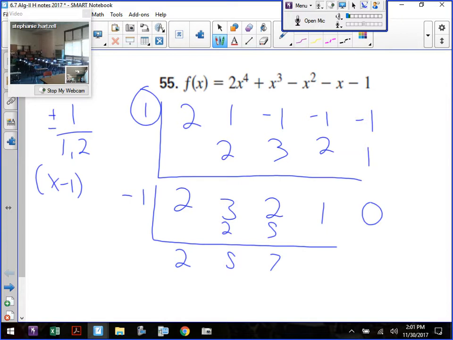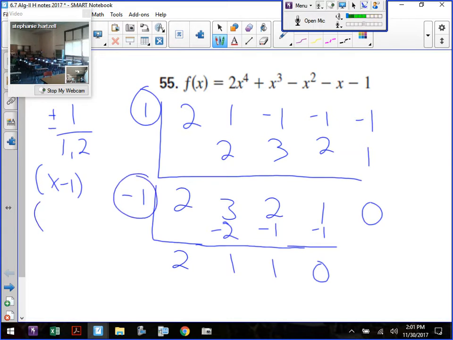So I go to -1 and I erase what I had. Don't do synthetic division in pen. You'll use a lot of paper. Let's see here. 2, -2, 1, -1, 1, -1, and a 0. Yay! I have another 0 then at -1.